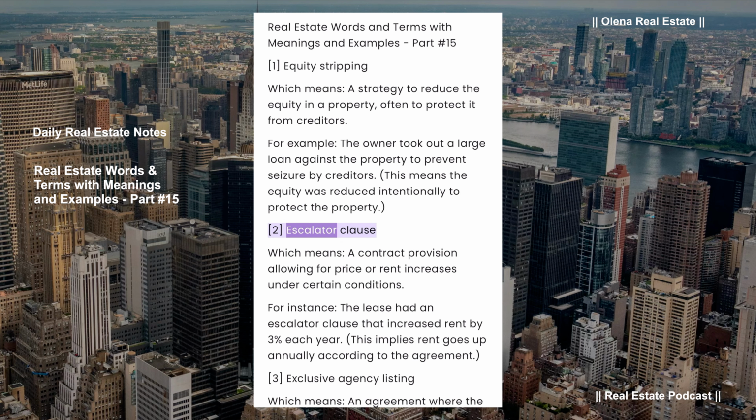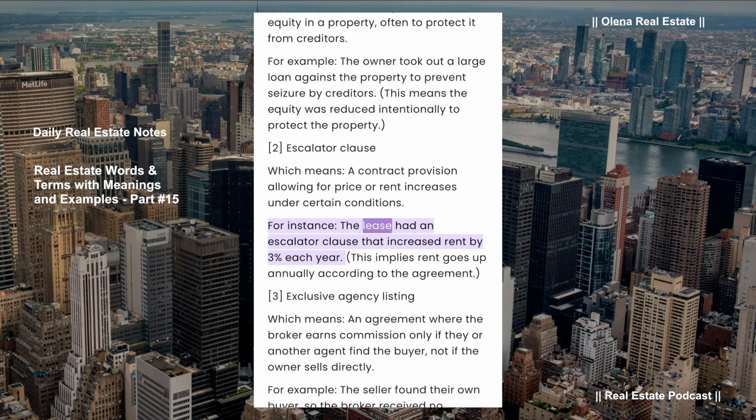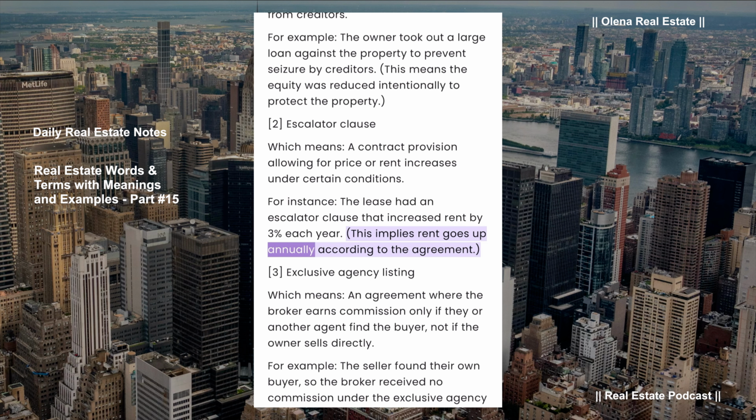Escalator clause, which means a contract provision allowing for price or rent increases under certain conditions. For instance, the lease had an escalator clause that increased rent by 3% each year. This implies rent goes up annually according to the agreement.